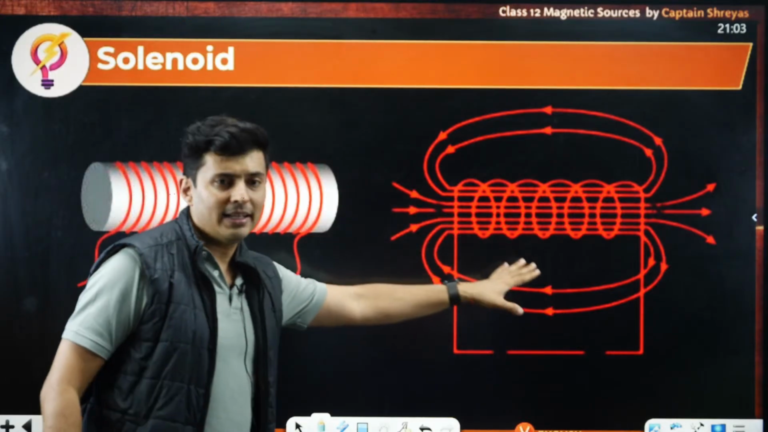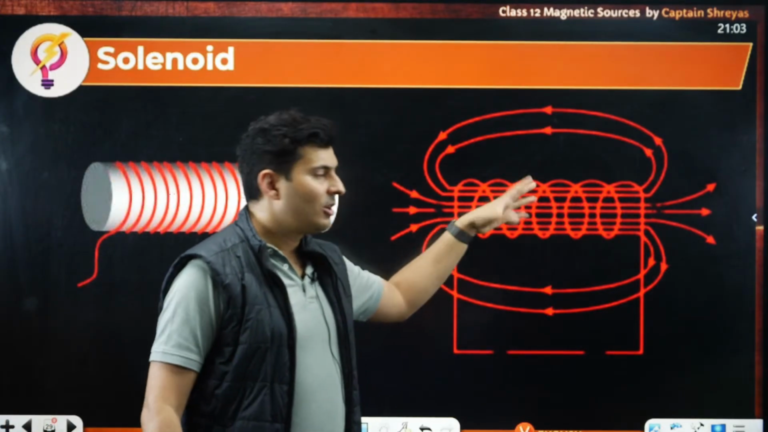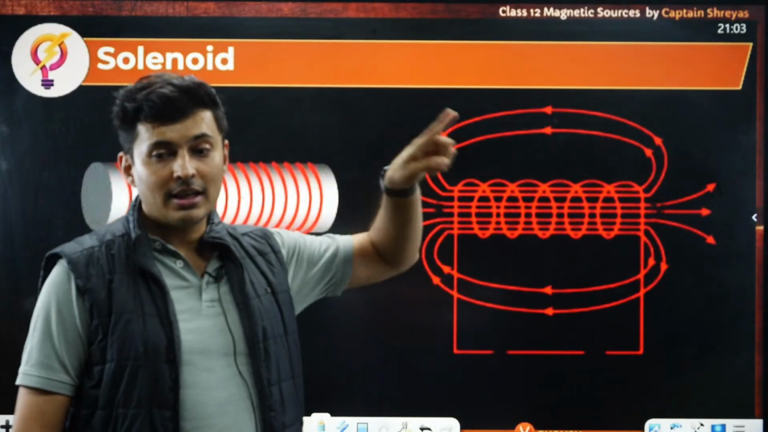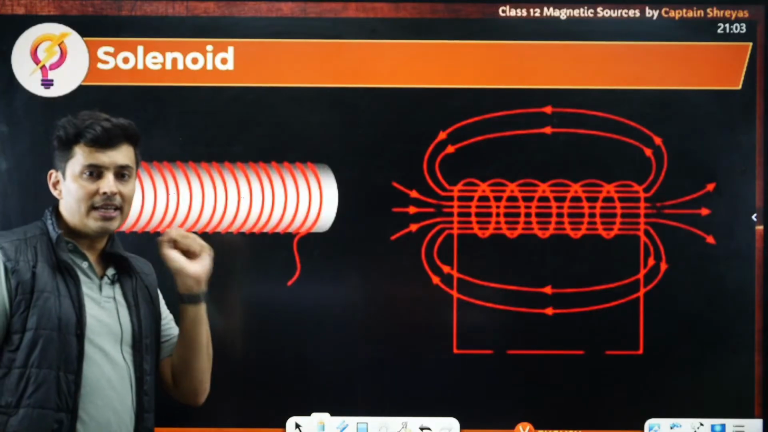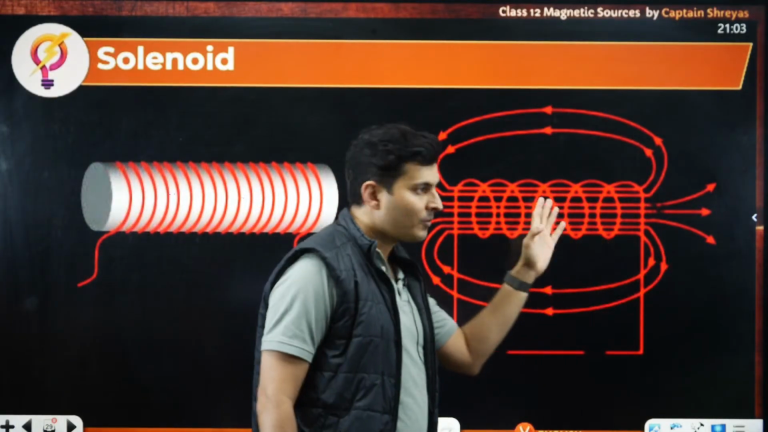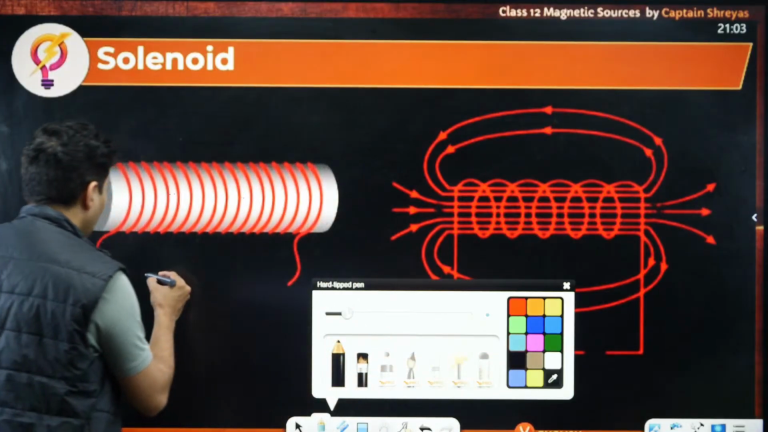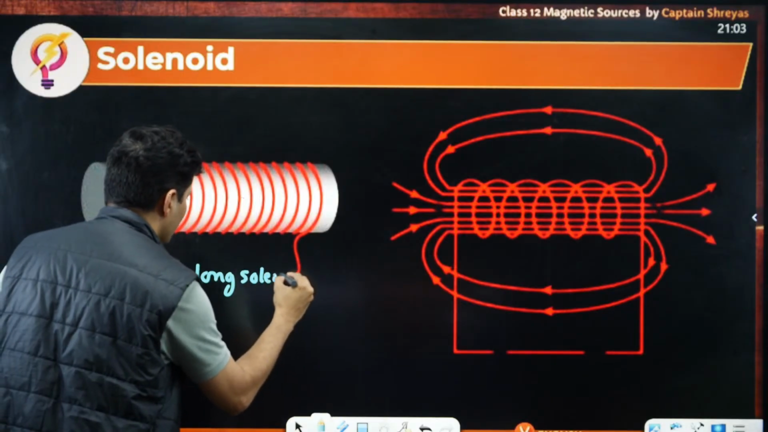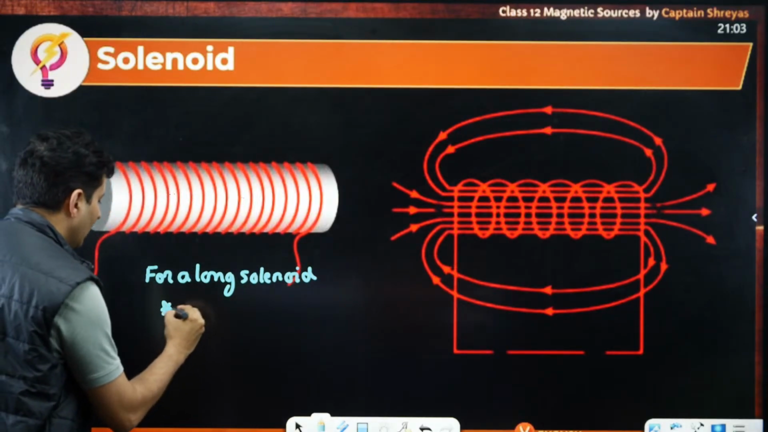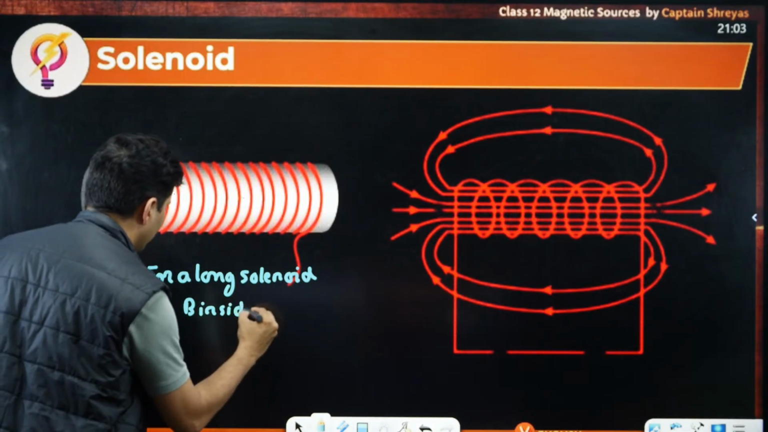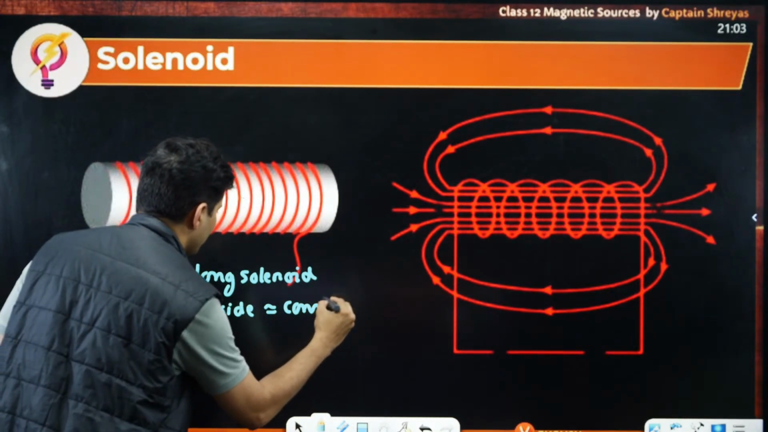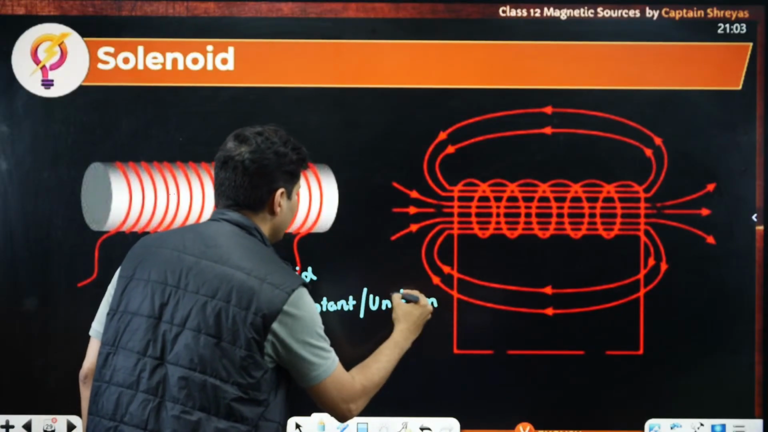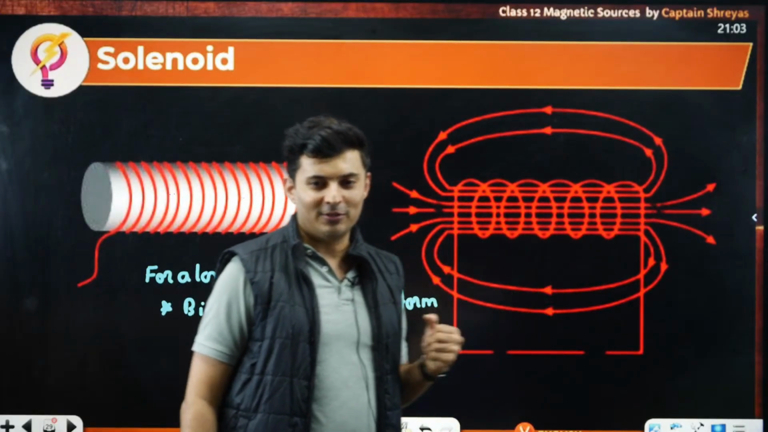So this is the schematic diagram. You show a wire and you wind it. There will be current flowing through it, and that current will produce a magnetic field. The interesting part is, if the solenoid is long enough, then for a long solenoid only, the magnetic field inside the solenoid will be almost constant, or basically uniform, because the lines will be parallel inside of it.